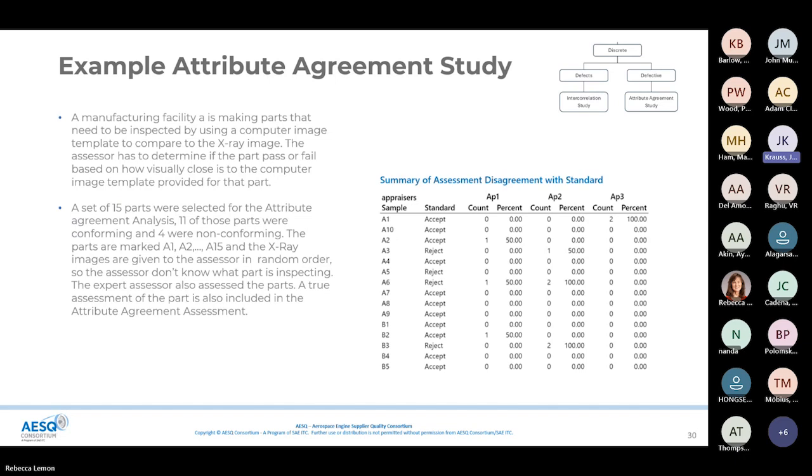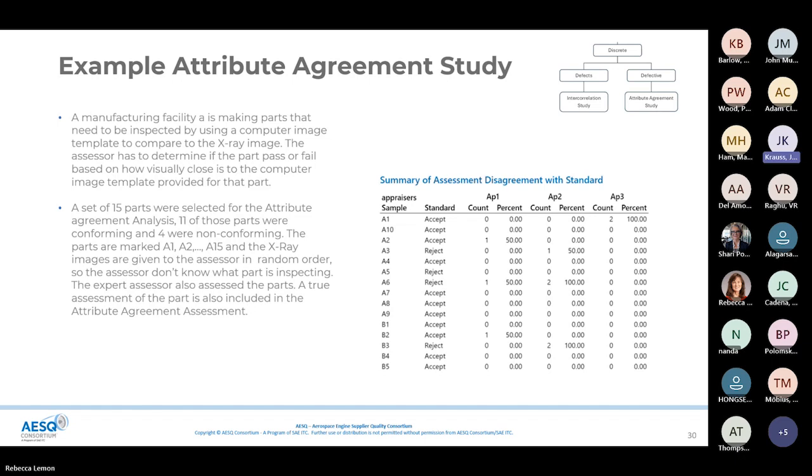So this is just a quick example of an attribute agreement study. Just paraphrasing the bullets on the left there. There's a facility conducting an inspection that involves comparing a product X-ray image to a master template. And based on the comparison, the inspector will assign a pass or fail value, which makes this a discrete measurement system analysis. So there are 15 parts selected, 11 were conforming and 4 were non-conforming, to help determine if operators could tell that good parts were good and bad parts were bad.